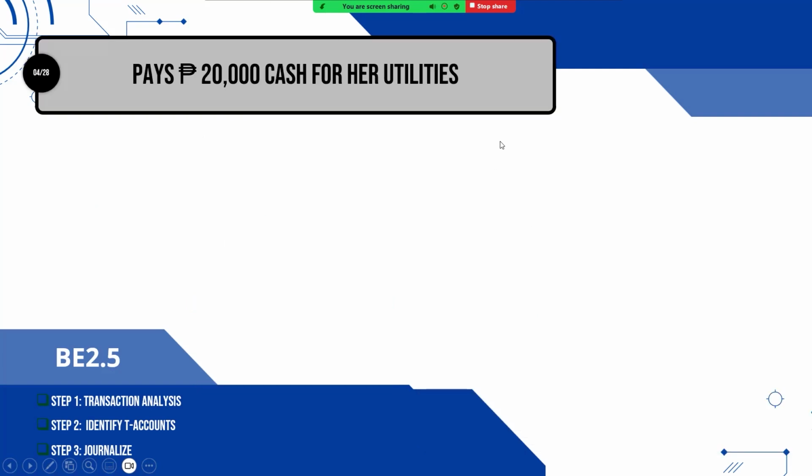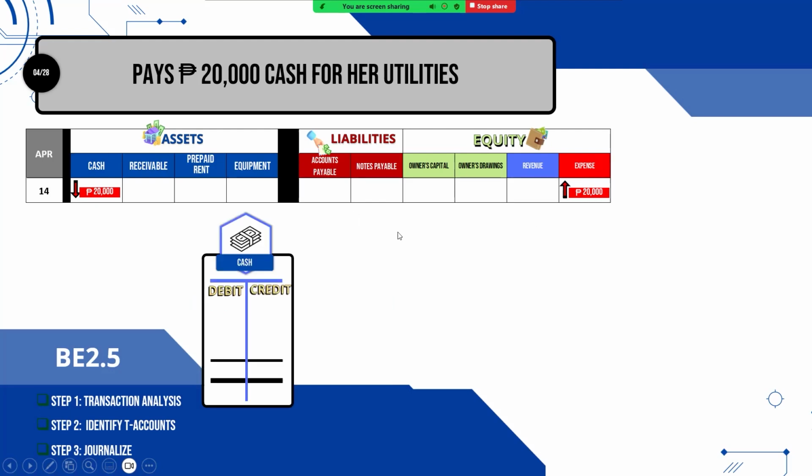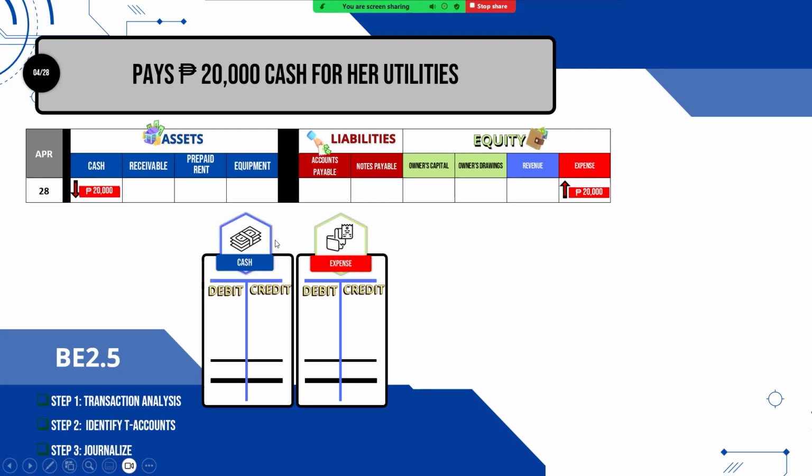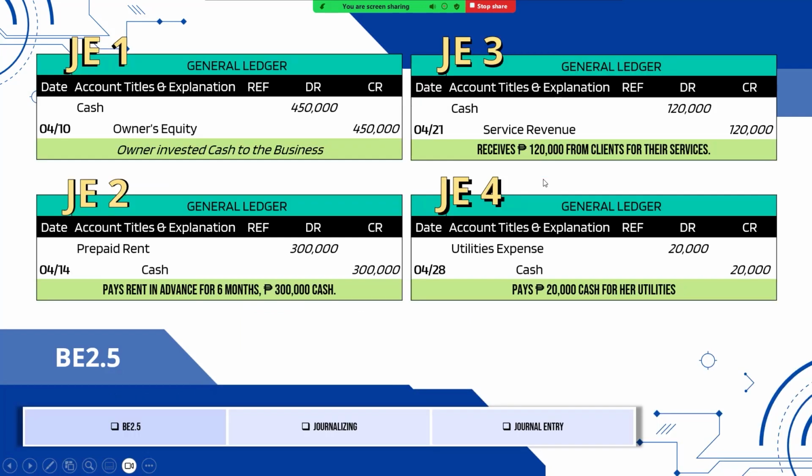Number 4 would be pay 20,000 cash for utilities. This is a straight out expense, so we have a utilities expense of 20,000. That's an increase in the expense and a decrease in the cash. So there will be a credit for cash and a debit for the expense. Therefore, it's debit utilities expense, credit cash for 20,000. With that, we're done with our 4 journal entries for BE 2.5.